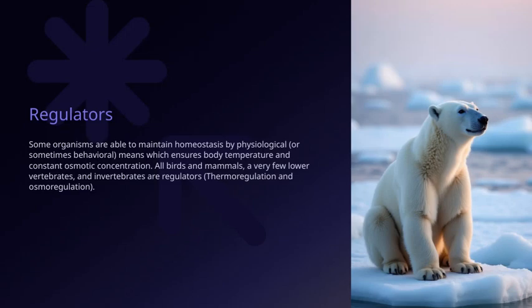Some organisms are able to maintain homeostasis through physiological, or sometimes behavioral, means. This helps them regulate body temperature and keep their osmotic concentration constant. Essentially, these mechanisms ensure that internal conditions stay stable despite environmental changes. All birds and mammals are examples of regulators, meaning they actively control these vital parameters. Interestingly, a very few lower vertebrates and invertebrates also fall into this category. Recognizing these regulators is key to understanding how organisms adapt to their environments and maintain internal balance, which ties directly into the broader theme of homeostasis and organism survival.